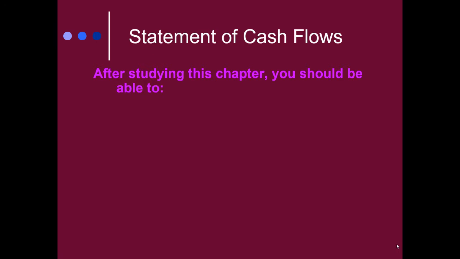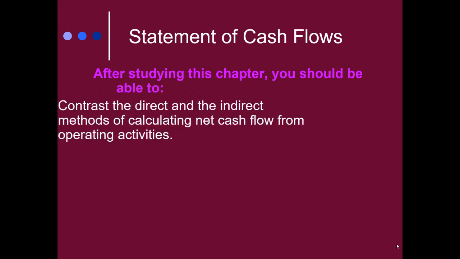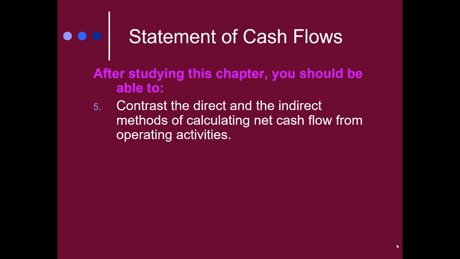So what is the objective or the learning outcome that is expected for this chapter? It is the last outcome, that is to contrast between the direct and indirect methods of calculating net cash flow from the operating activities, and preparing the statement of cash flows.